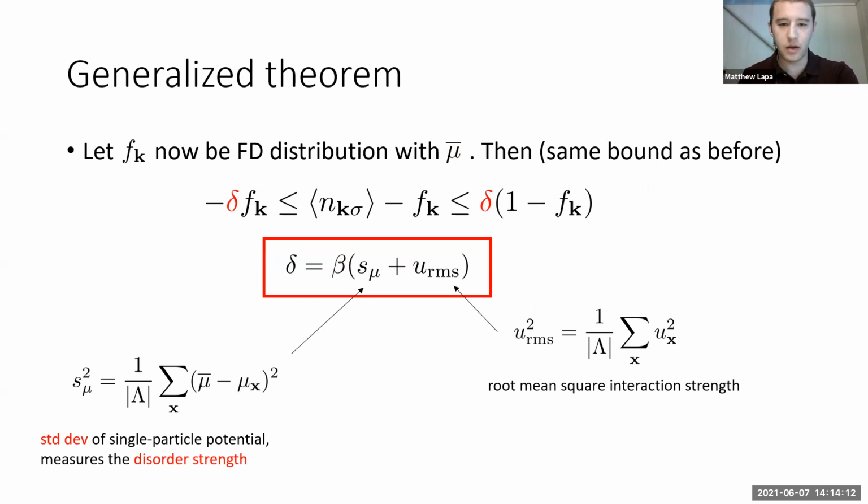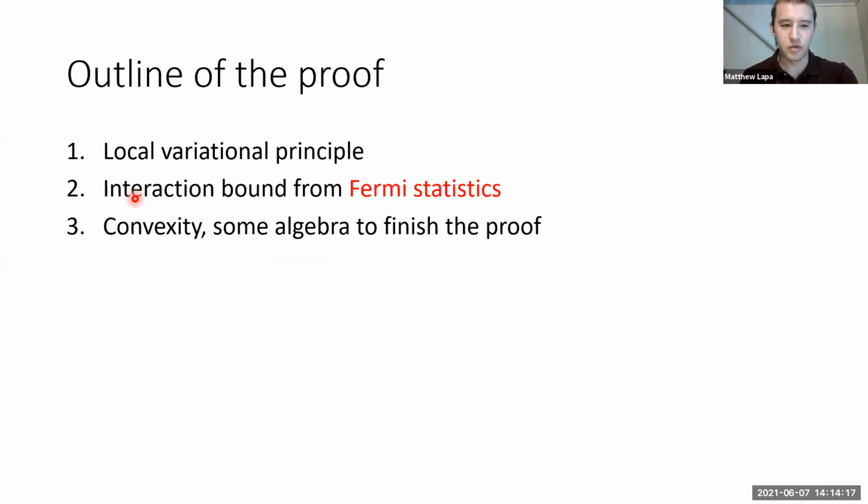All right, so this is the outline of the proofs. There's two main steps, really. The first step is a local version of the variational principle. And this will allow you to isolate the occupation number at a single momentum value. And then the second step, which is, I think, a really non-trivial step, is a certain bound on a term involving the interaction. And to prove this bound, we'll need to use the Fermi statistics of the particles.